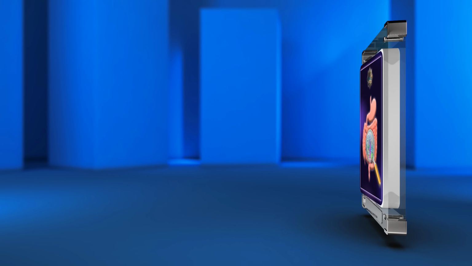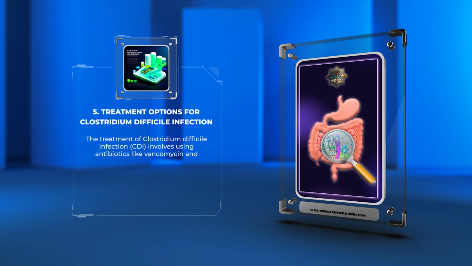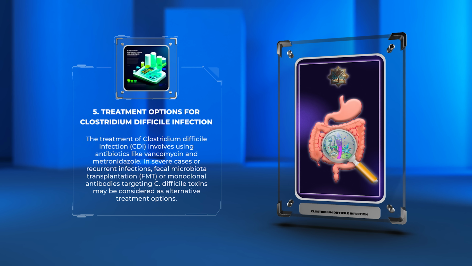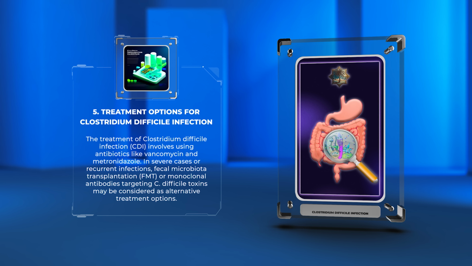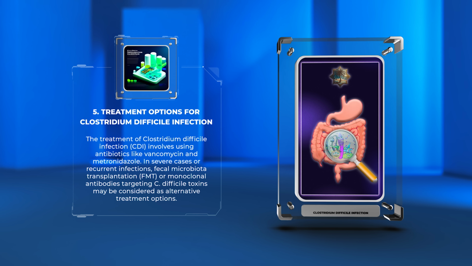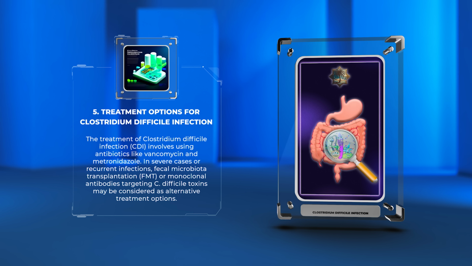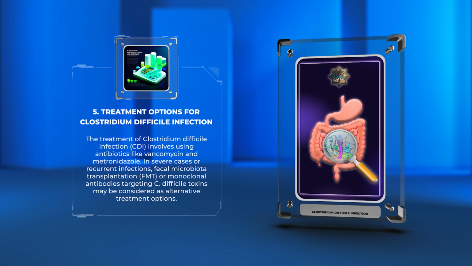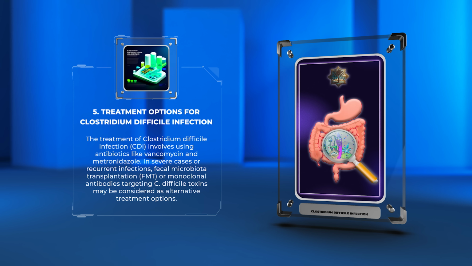The treatment of Clostridium difficile infection, CDI, involves using antibiotics like vancomycin and metronidazole. In severe cases or recurrent infections, fecal microbiota transplantation, FMT, or monoclonal antibodies targeting C. difficile toxins may be considered as alternative treatment options.